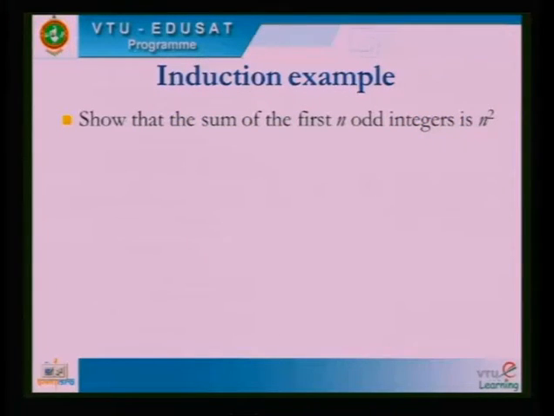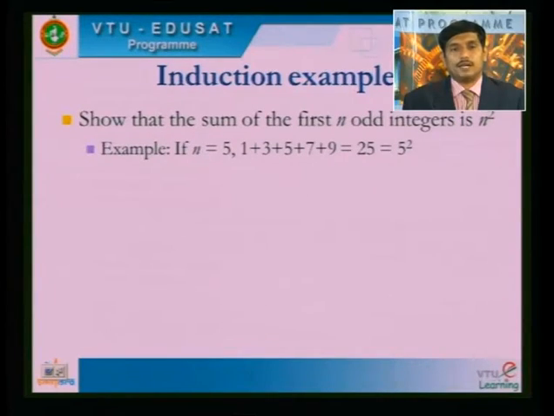Show that the sum of the first n odd integers is n square. You know that if n is equal to 5, the odd integers start from 1, 3, 5, 7 and 9. If you sum the first 5 integers, that is 1 plus 3 plus 5 plus 7 plus 9, we can easily add that and get 25. That is the same as 5 square.